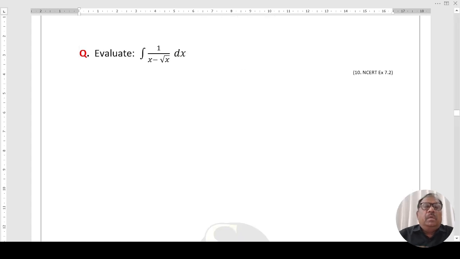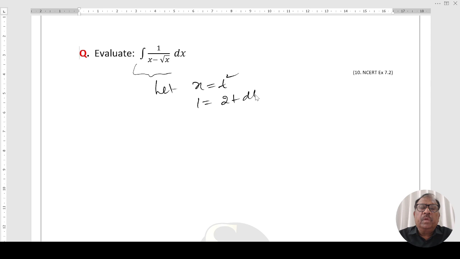Question is, evaluate 1 over x minus root x. In this case, no direct substitution is appearing. One is fx, one is fx. If there is any radical sign, try to remove the radical sign. Let x equal to t square. Root sign खत्म हो जाएगा. Differentiating both sides with respect to x. 1 equal to twice t dt by dx. dx equal to 2t dt.